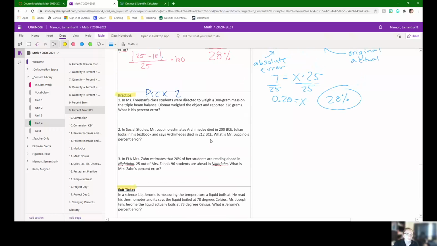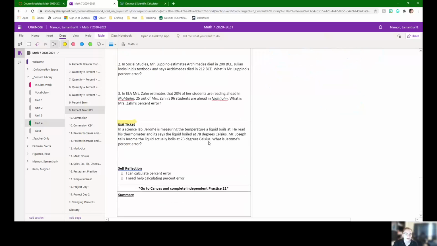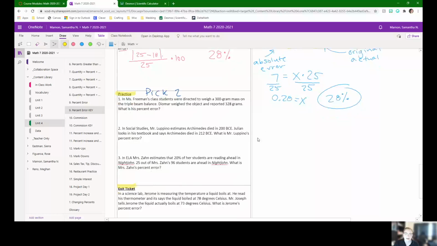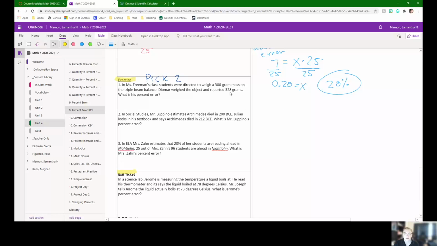When you're done with your 2 practice problems and your exit ticket, you're going to go into Canvas and you're going to complete independent practice 21. And there's going to be some questions about percents that we've already done. And there's also going to be some questions on percent error. Make sure that you do have your notes open. You can always come back and look at your notes while you are doing those independent practices.